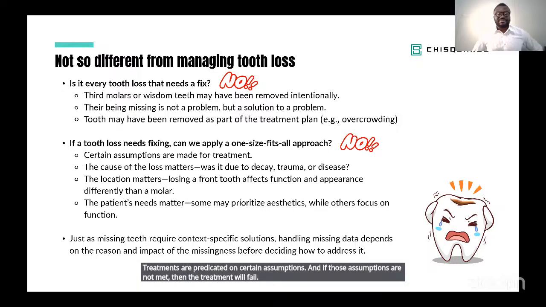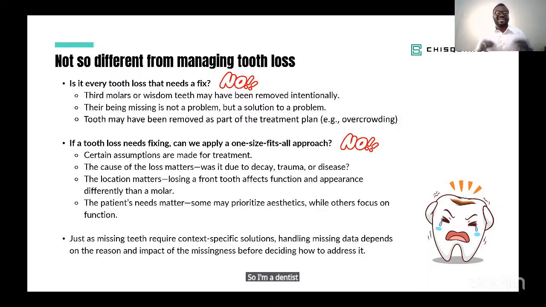I'm a dentist, so of course I tried to make this a dental-themed lecture. So let's think about it in the context of tooth loss and how you manage tooth loss. By the way, are there any dentists in the house? No. All right, no.